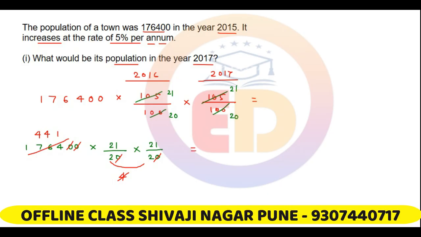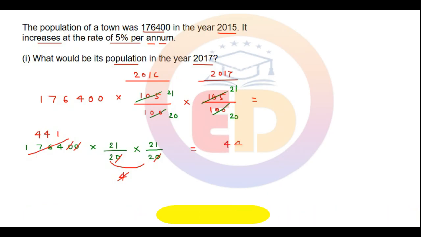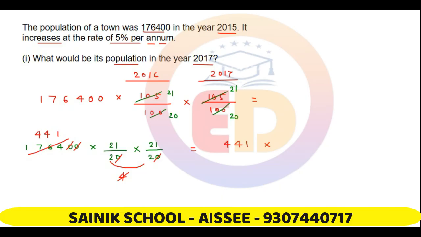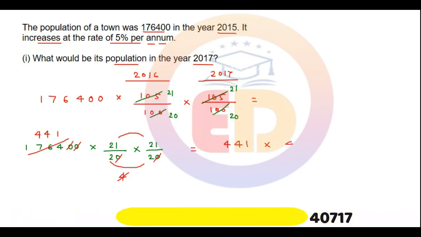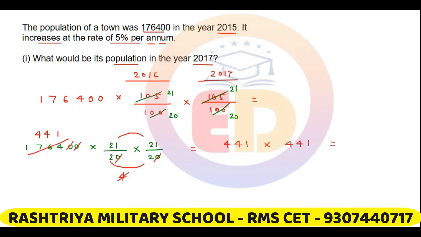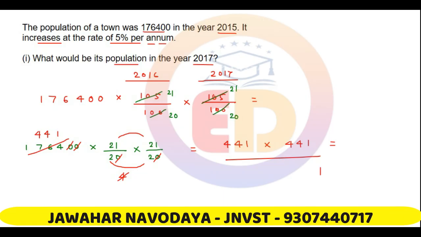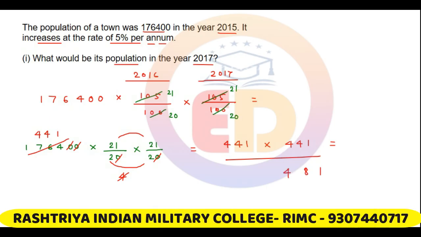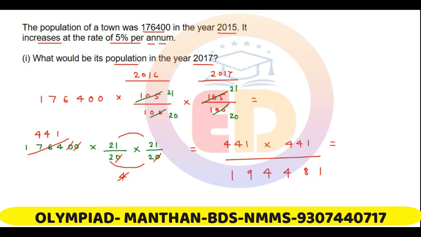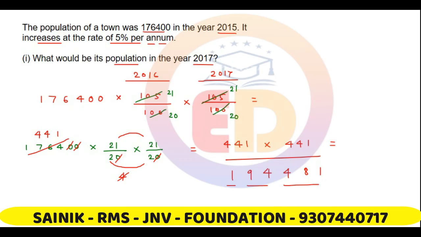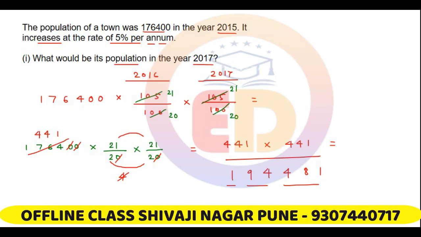So now basically I have 441 multiplied by 21 into 21, which is 21 square, which is also 441. On multiplying these two, I get the final answer as 1,94,481. So after 2 years the population will be 1,94,481.